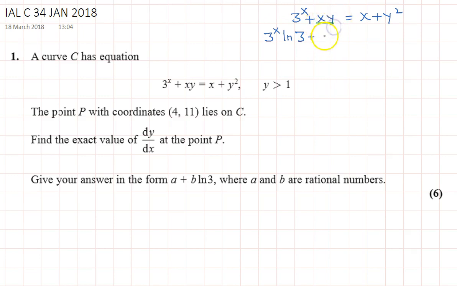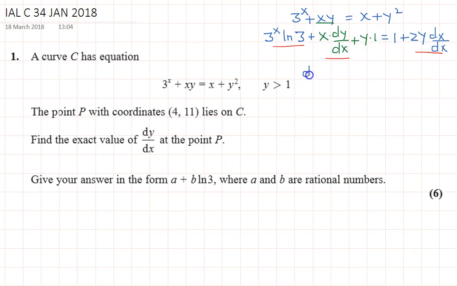differential of xy will be first function times differential of second, dy over dx, plus second function times differential of first, is equal to differential of x is 1 and differential of y square is 2y, and since it is a y, it's dy over dx. So these points are very important here to get marks. You'll get full marks for this.